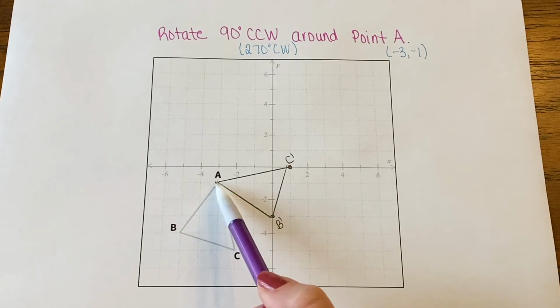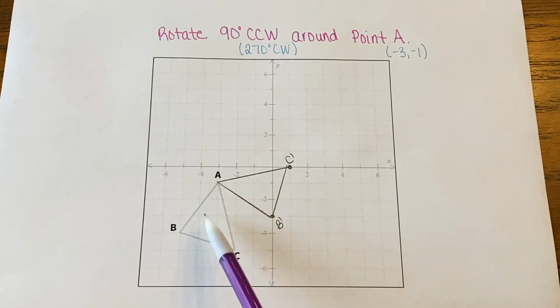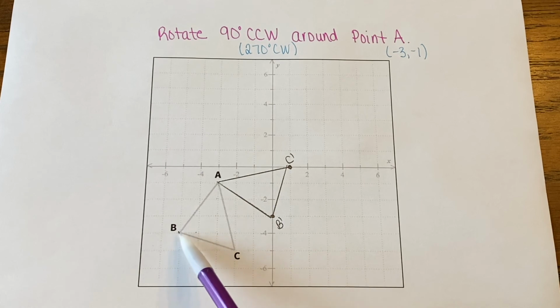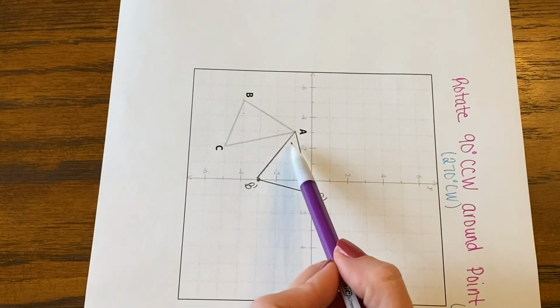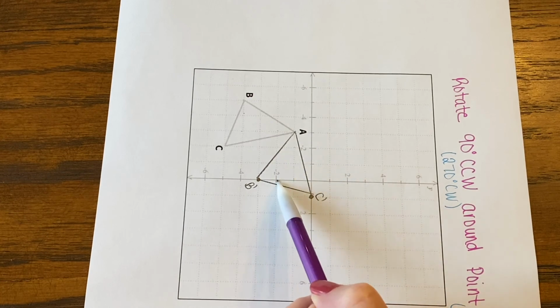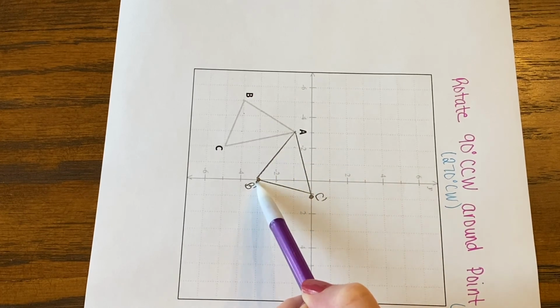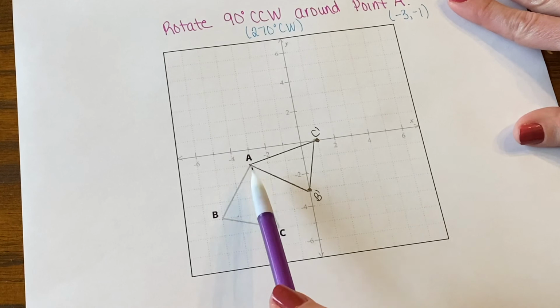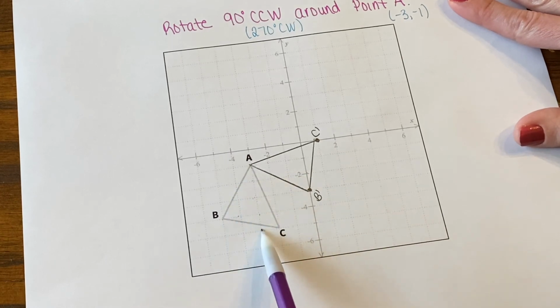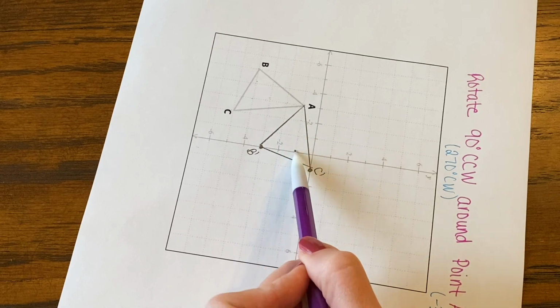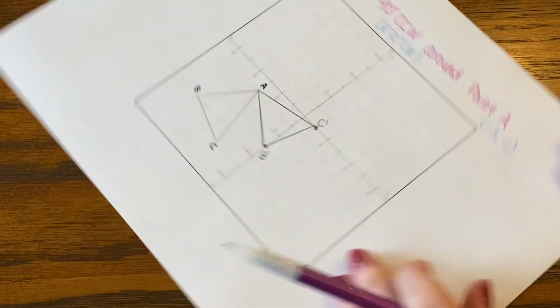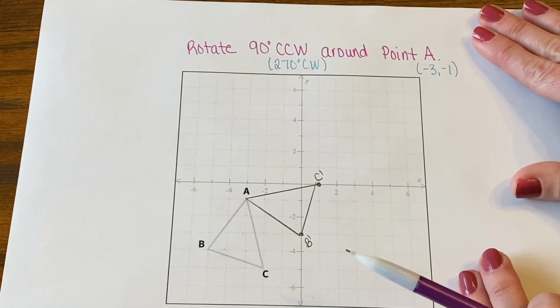And a way to check this is, from A, if you go down 1, 2, 3, over 2, there you have point B. And we can do the same to check with C. Down 1, 2, 3, 4, over 1. So there you've got it rotated around a point.